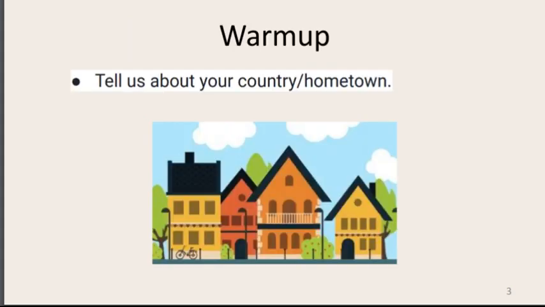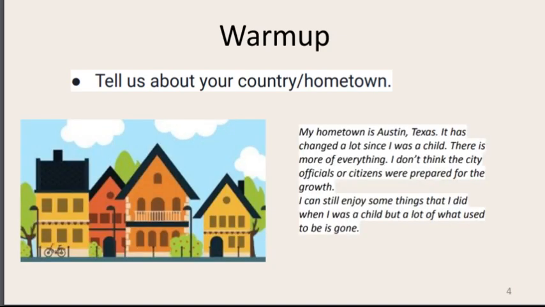This is the warm-up. Tell us about your country, hometown. Go ahead and think about your country and hometown and prepare to describe it. Tell us about it.